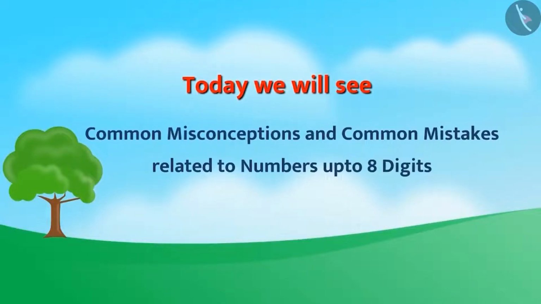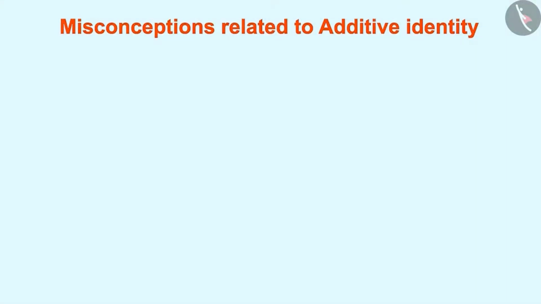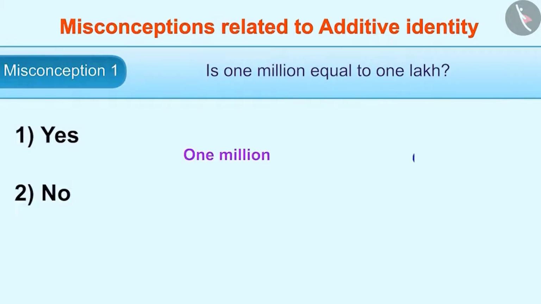Today we'll see the common misconceptions and common mistakes related to numbers up to 8 digits. Misconception 1. Is 1 million equal to 1 lakh? Often there is a misconception that 1 million is equal to 1 lakh. This is a misunderstanding. To correct it, let's represent numbers in numerals. 1 million is expressed this way.